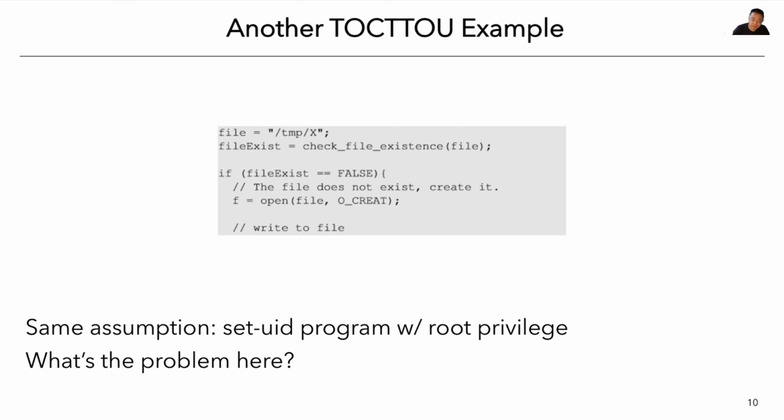Okay, here is another example. We have a file called tempx. You can check whether the file exists or not. If the file exists equals false, we can open the file with create. Then we can write to the file. So here is another example of a time of check to time of use vulnerability.